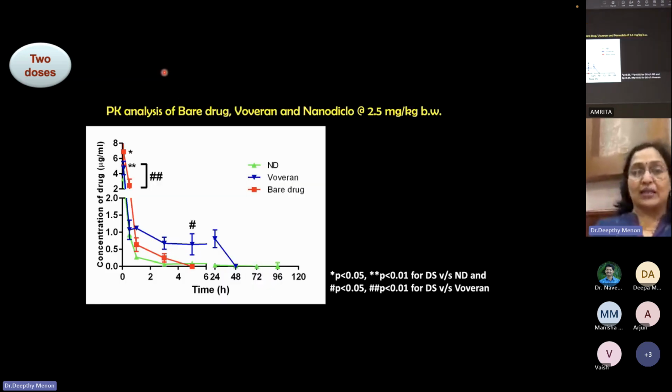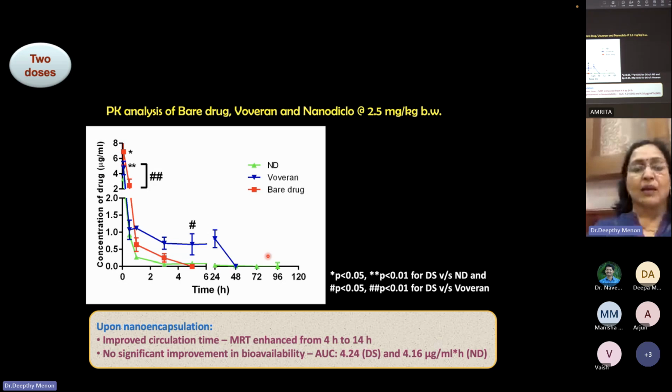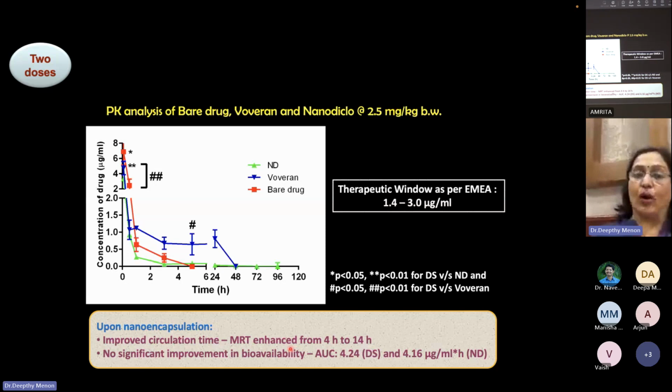I'm going to show you the results. First one is 2.5 mg per kg body weight. Comparison of green nano diclofenac was done with blue Voveran and red is bare drug. Bare drug gets eliminated very fast. This is intravenous, okay? So it starts from a high value and it just gets eliminated. In contrast, Voveran, which is a clinical drug, sustains itself up to 48 hours. Now, look at the green one. It sustained for a longer duration, but the concentration was very, very low. And improved circulation was obtained, but then we could not enhance it for too long.